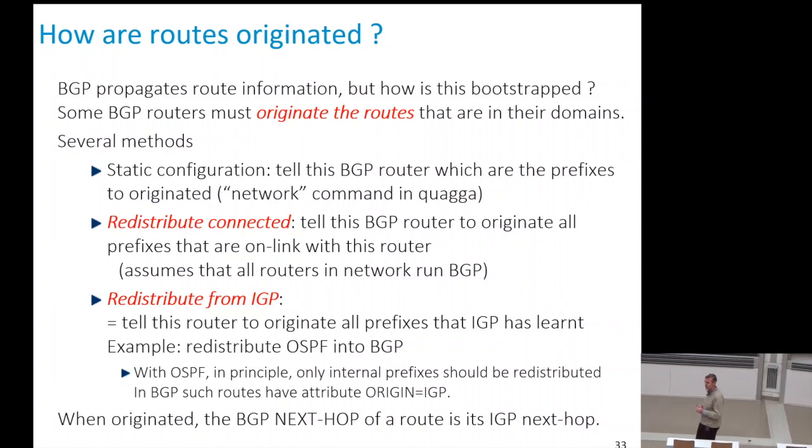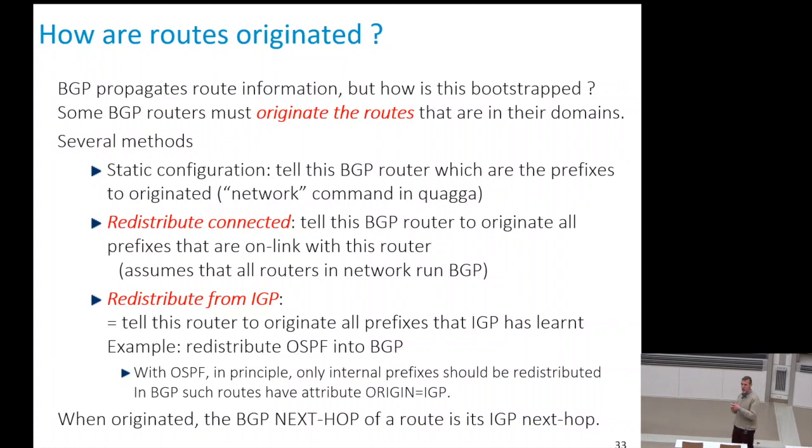Redistribution is a word that means when you put the information that is acquired by one method, for example a routing protocol, into another routing protocol. Here we redistribute from the IGP, which is the word used by BGP to mean OSPF or RIP or IGRP, so the routing protocol inside the domain.